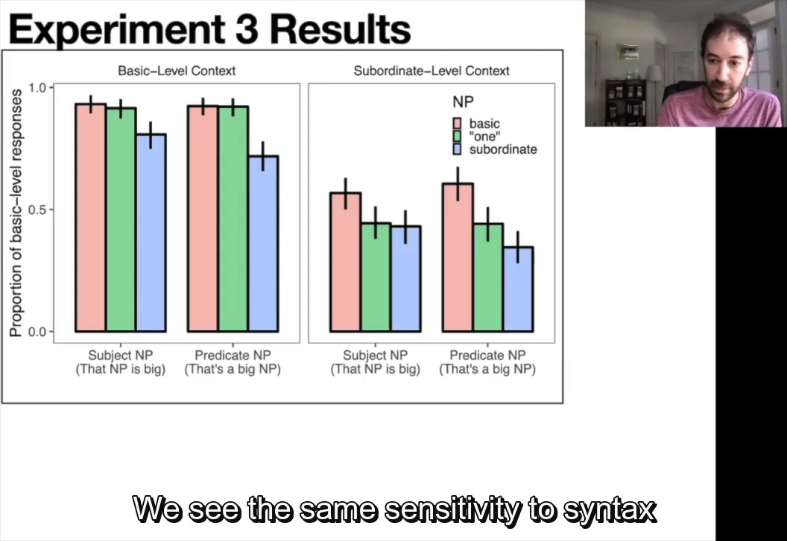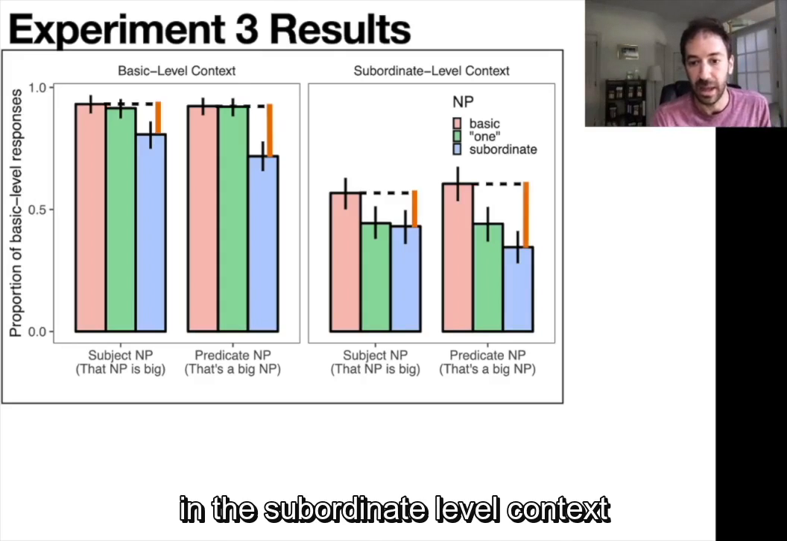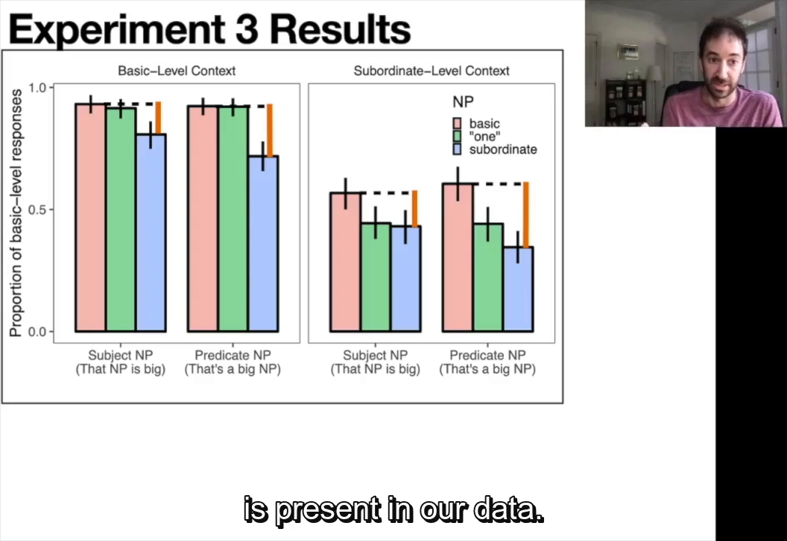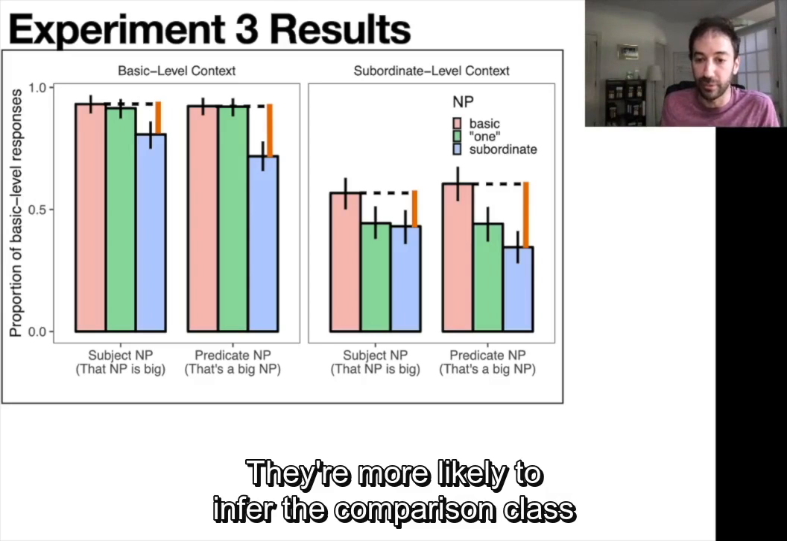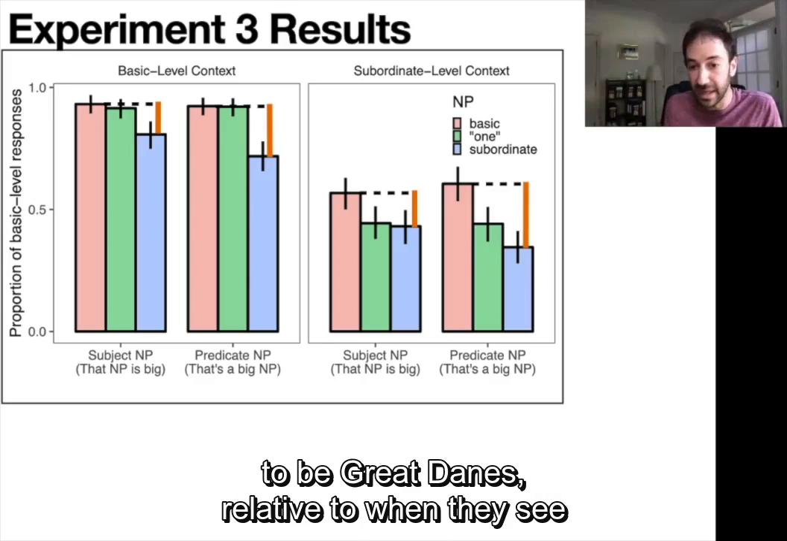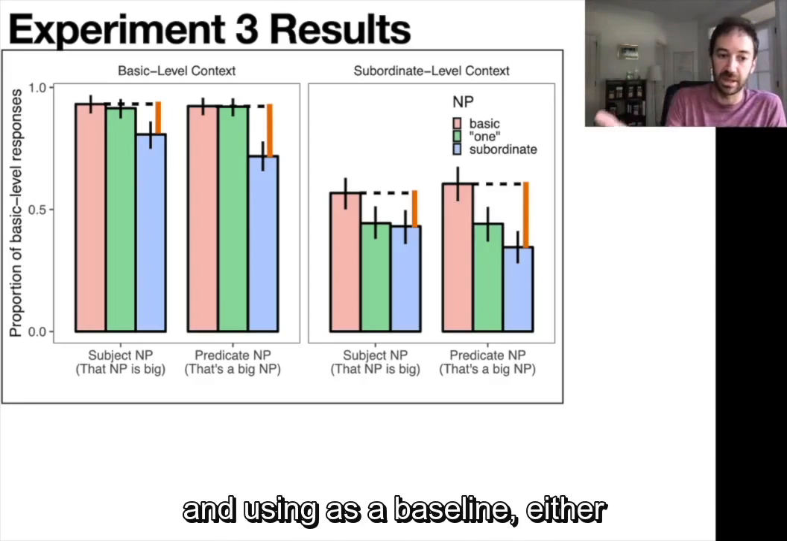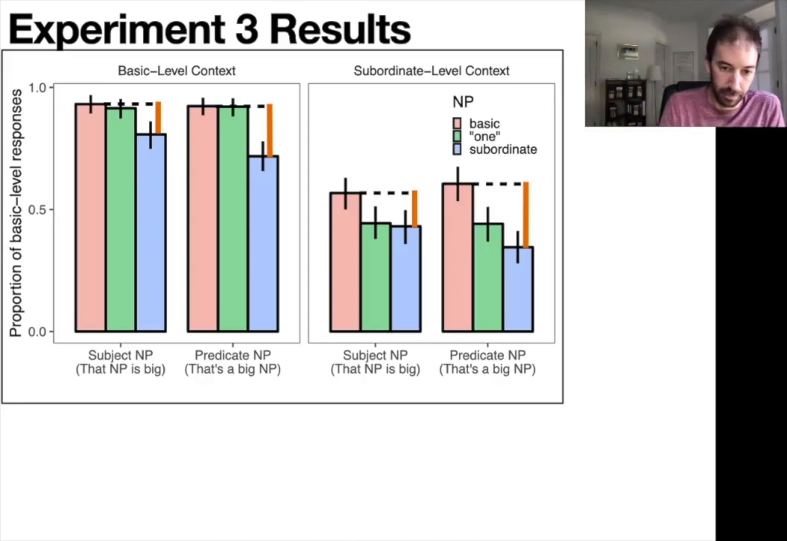We see the same sensitivity to syntax in the subordinate level context, and the relevant syntax by noun phrase interaction is present in our data. That is, when participants see that's a big Great Dane, they're more likely to infer the comparison class to be Great Danes relative to when they see that Great Dane is big, and using as a baseline either the basic level noun or the anaphoric one.